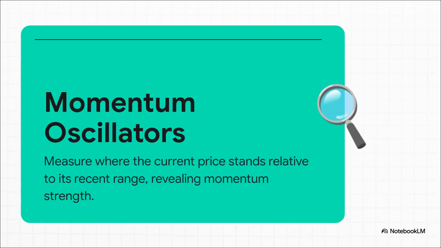All right, first up, momentum oscillators. Think of these as the market's speedometer. They're all about measuring the speed and the strength of a price move. Is the market putting the pedal to the metal, or is it about to run out of gas? That's what these tell you.